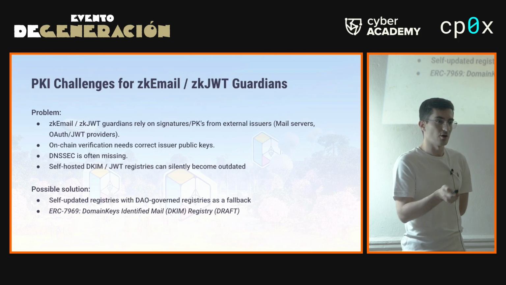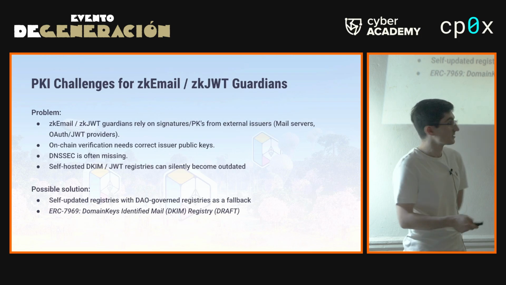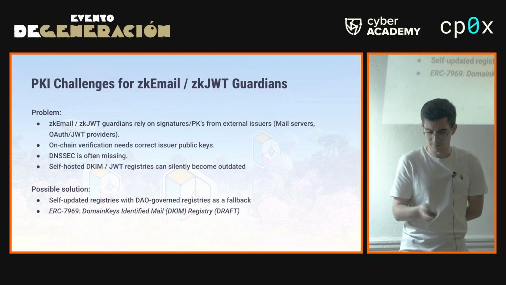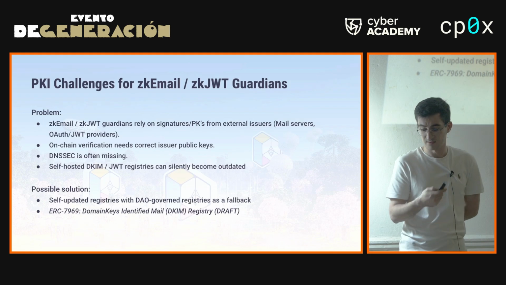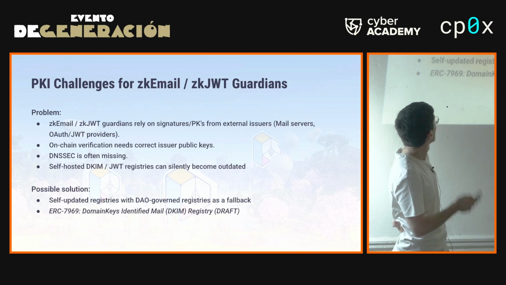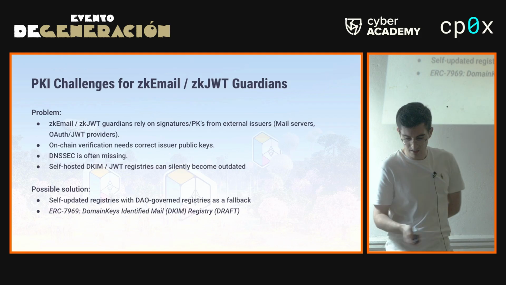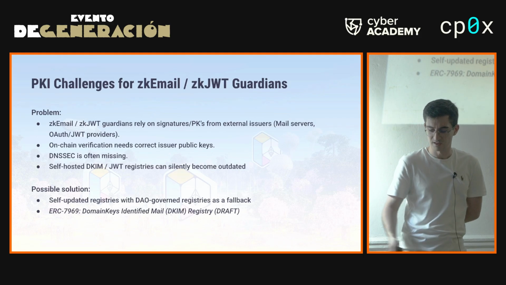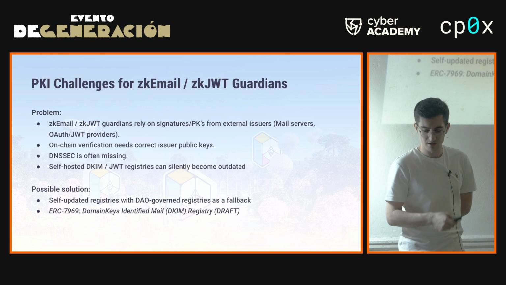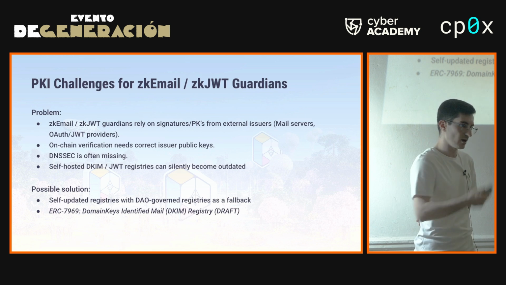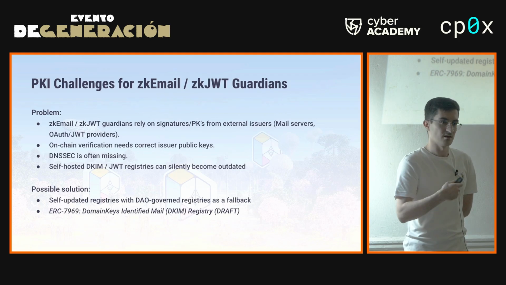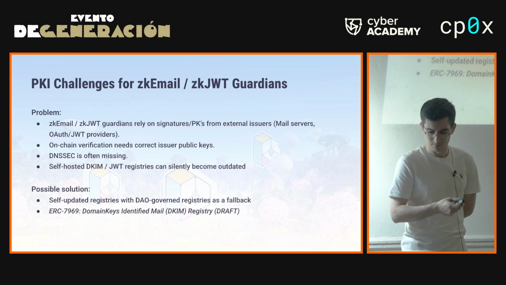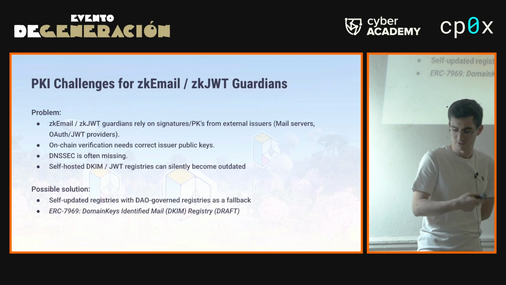And some of the auth providers, like mail providers, support DNSSEC, but most of them don't. And self-hosted DKIM and JWT registries can silently become outdated as well. So a possible solution here is that for now we are sticking to the first solution of basically self-updated registries with DAO-governed registries as a fallback. So it's basically your registry, and in the UI, let's say once every 6 months, the wallet pings you to update your self-hosted registry.